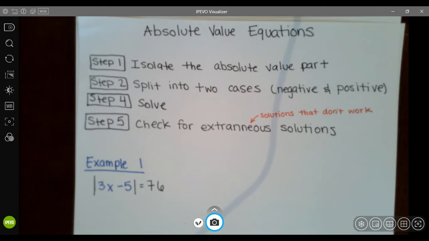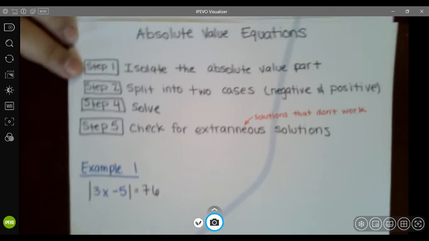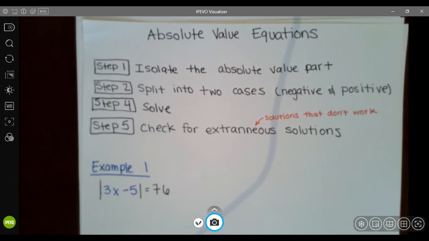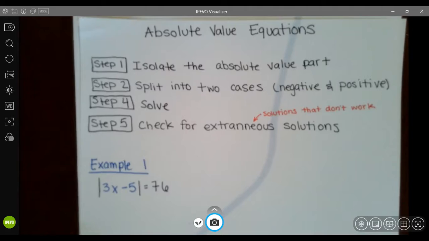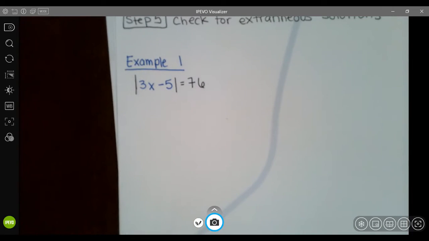So these are solutions that we get, but they don't work. So we're going to see an example of when one solves and a second example of an extraneous solution. So let's go ahead and get started. I'll leave that just in case you need to copy it, pause the video and copy it. And we'll go ahead and start.